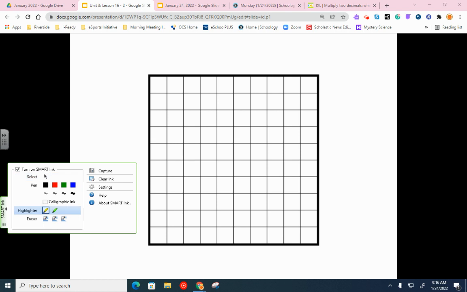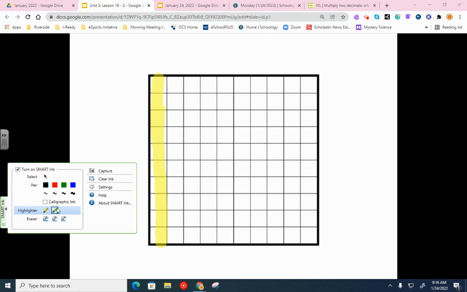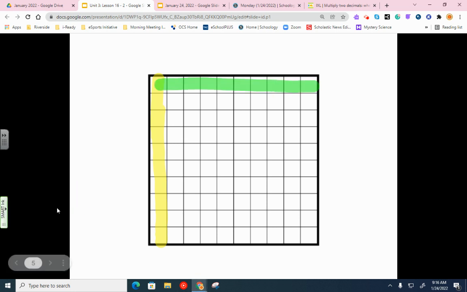Let's see, I'll use some highlighter here. So it wants us to shade 1/10, and then it also wants us to shade 2/10. And what they're talking about here is, where do those overlap? And they overlap right here. And we know that 1 square is a hundredth, so this is 2 hundredths.